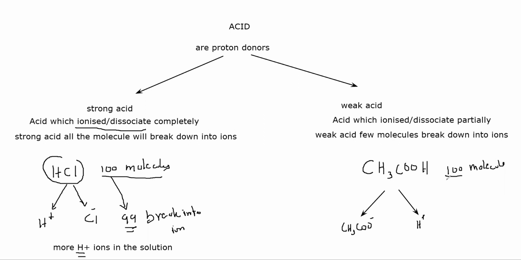But out of 100 molecules originally, only 2 molecules or 1 molecule will break into ions. So out of 100, only a few molecules will break into ions, and if few molecules break into ions, it will have few hydrogen ions in the solution. If it has few hydrogen ions in the solution, we call that a weak acid. So strong acids have more hydrogen ions, whereas weak acids have few hydrogen ions when they dissociate or break down.